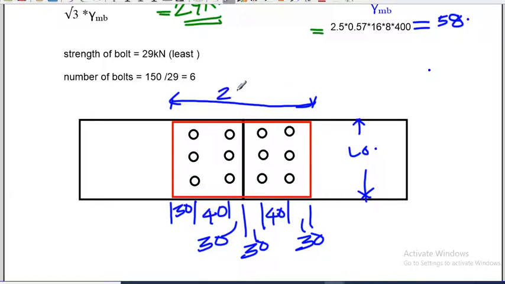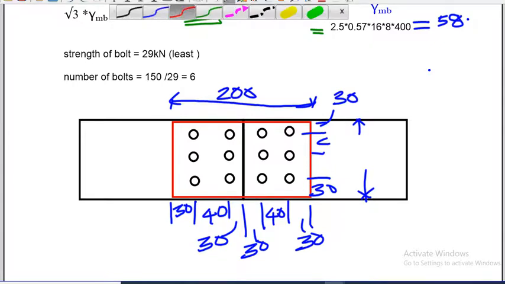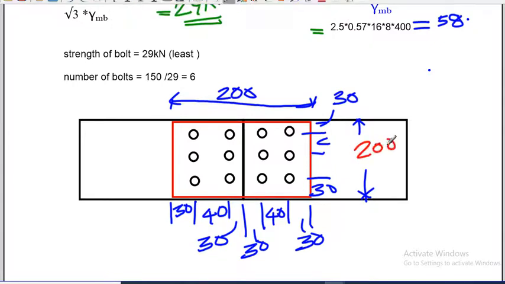Same way here. This one we have seen is 30, then this is 40, and before that this is 30. So the total is 200. This is given as 200 here, because the width of the plate is given as 200. So 200 minus 60 is 140. So this can be 70 and 70. This is what we need to give.